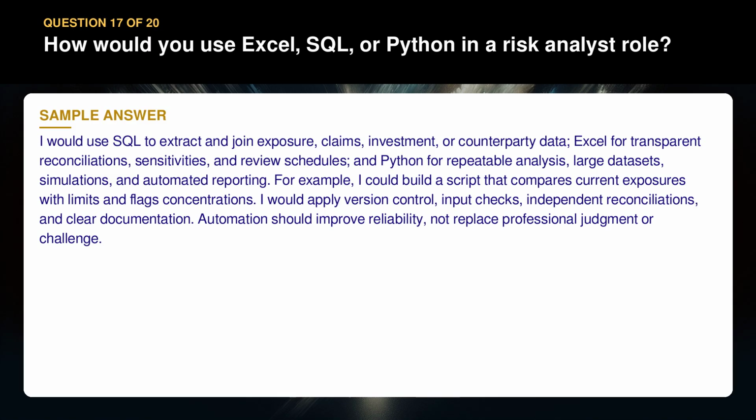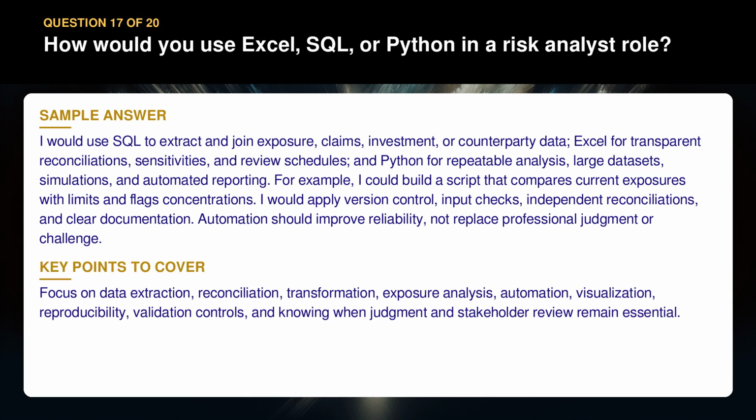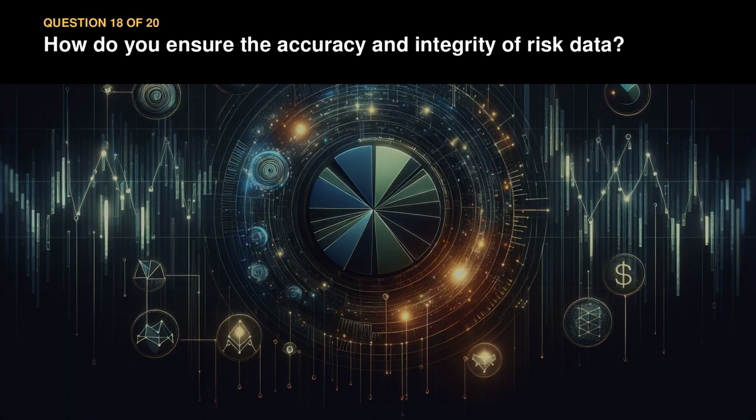I would apply version control, input checks, independent reconciliations, and clear documentation. Automation should improve reliability, not replace professional judgment or challenge. Focus on data extraction, reconciliation, transformation, exposure analysis, automation, visualization, reproducibility, validation controls, and knowing when judgment and stakeholder review remain essential.